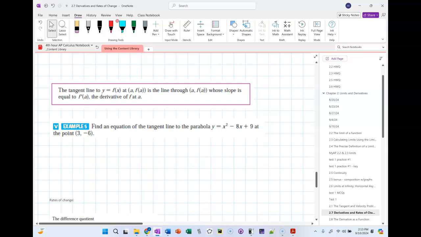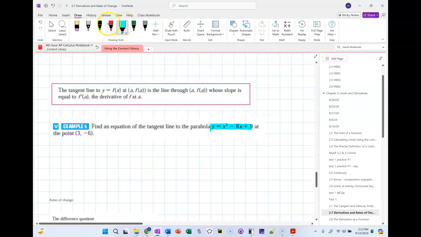As we mentioned here, the tangent line to f of x at (a, f of a) is the line through (a, f of a) whose slope is equal to f prime of a, that is, the derivative of f at a. So let's say it says find the equation of the tangent line to the parabola at the point (3, negative 6).